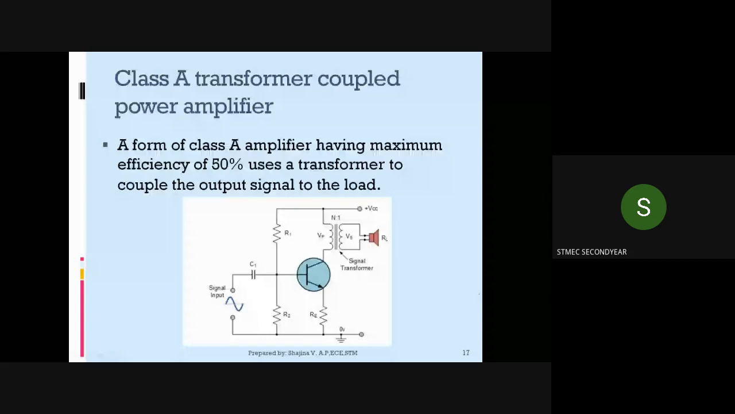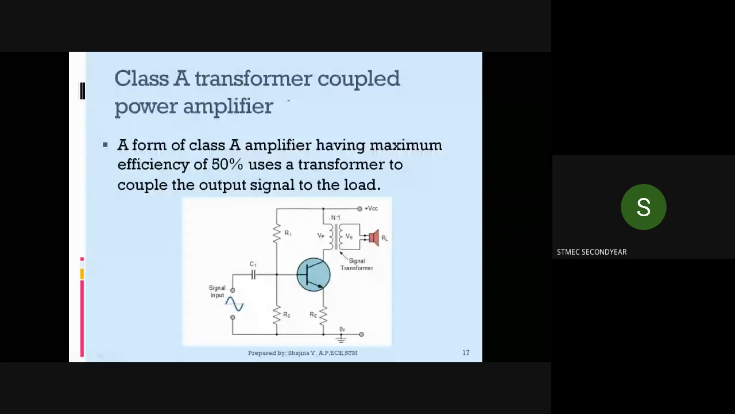This is also similar to our complementary configuration. Okay, complementary configuration is used here. We have two biasing resistors R1 and R2 that are used to fix the Q point, and an emitter resistance RE to stabilize the operating point. And we have a coupling capacitor C1 through which we are applying the input signal. And at the collector terminal, instead of that resistive load, we are connecting a transformer. Okay, so that is why we are calling it a transformer coupled power amplifier.